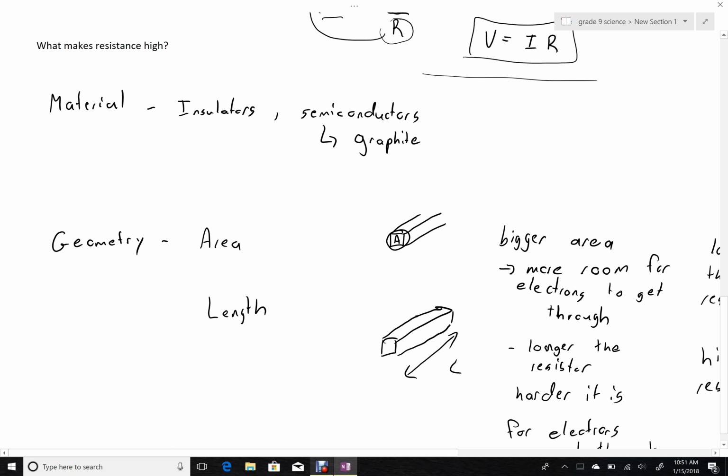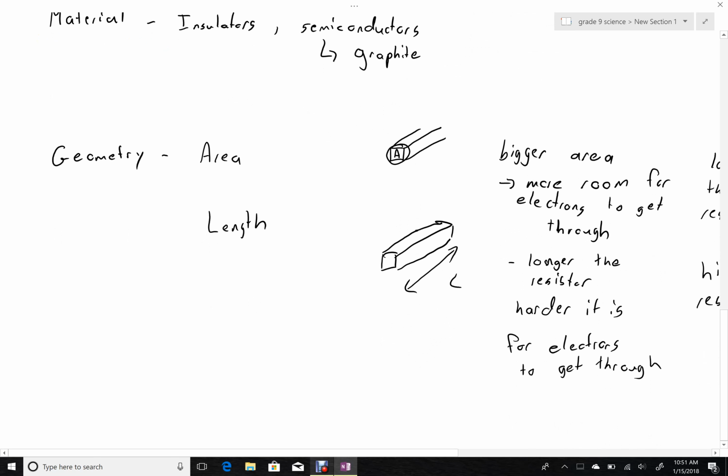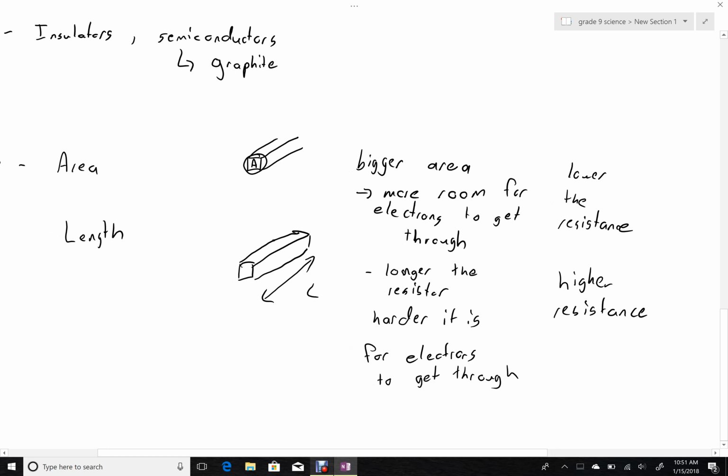And if we use semiconductor materials and control their cross-sectional area and their length, we can control how much resistance we get. The wider the semiconductor, the lower the resistance, the more area there is for electrons to flow. The longer the blockage, the harder it is for electrons to go, and as a result, the higher resistance.